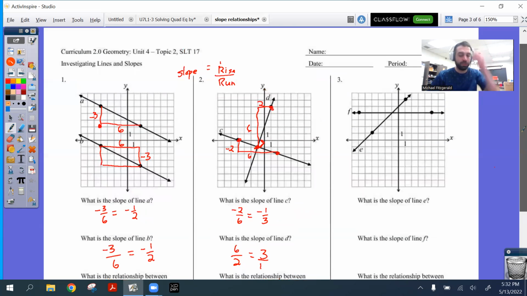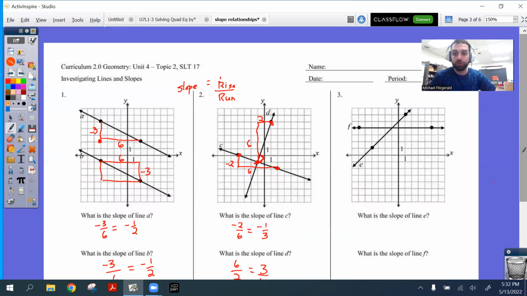Okay. Last one. We are going to find the slope of these two lines. Line E. We start right here. We go right there. Drawing slope triangles makes it a lot easier. 1, 2, 3, 4, 5. So it goes up 5 and over 5. 5 over 5, that has a slope of 1.